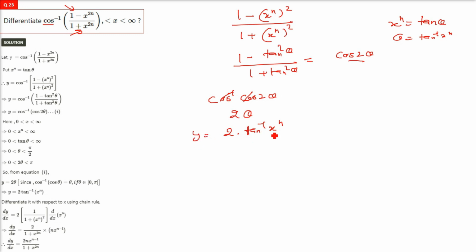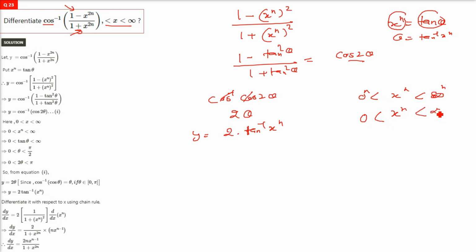So why is this? Before that, as I already told you, you have to check for the limit. The x range is what? 0 to infinity, that is, x is between 0 to infinity. What you have to check is 2 theta, because that 2 theta is finally coming when you cancel cos and cos inverse. And that can only be cancelled when you have 0 to pi in between.